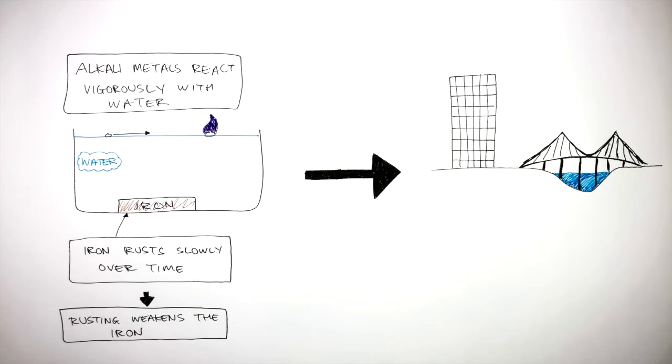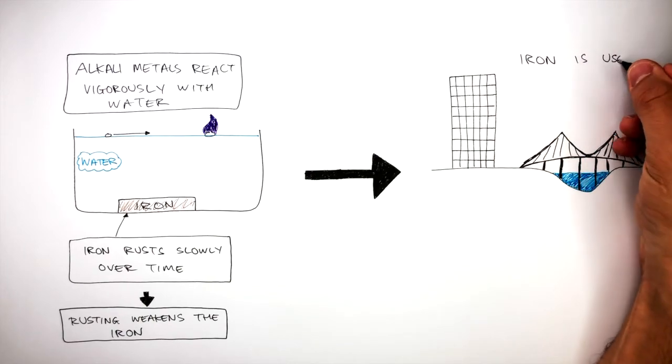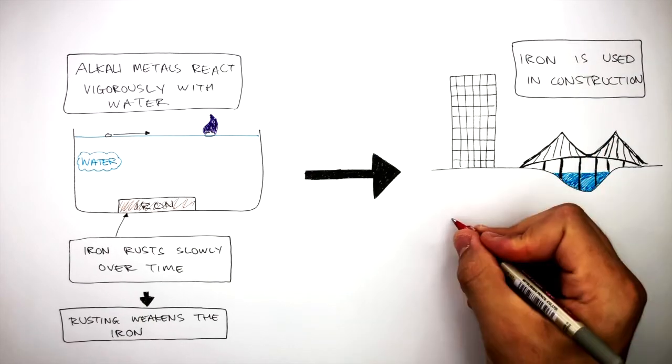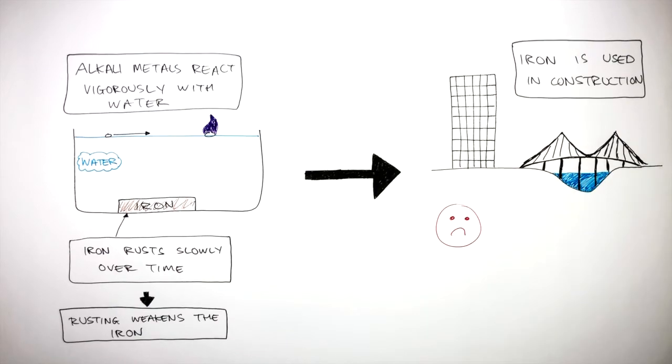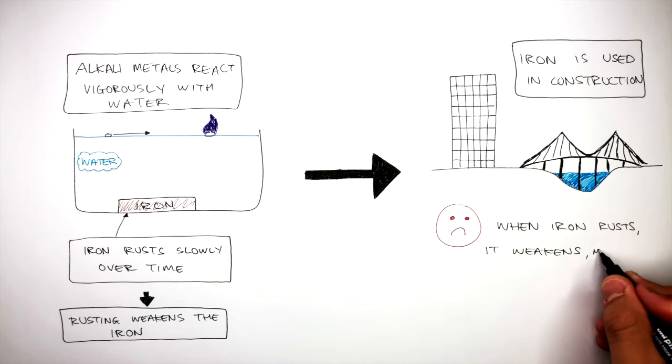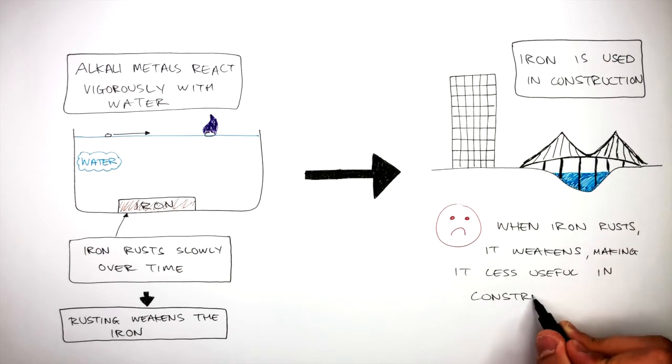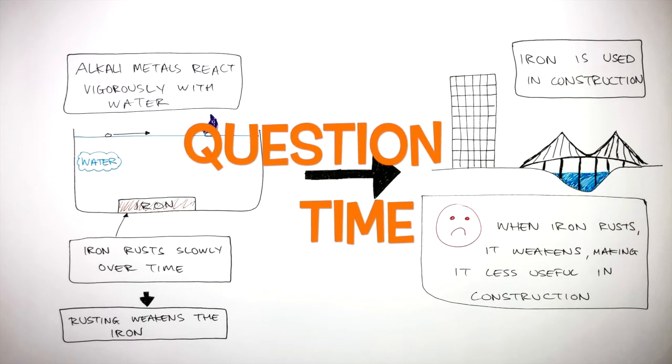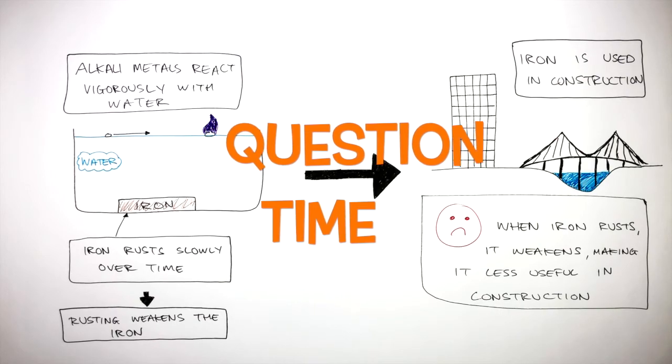Here we have a tall building and a bridge going across a river to show how iron is used in construction. And the negative about using iron in construction is that when iron rusts, it weakens, making it less useful in construction. It's question time. Attempt these questions to check your understanding.